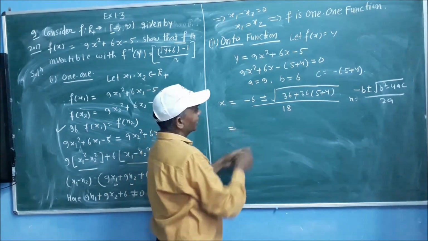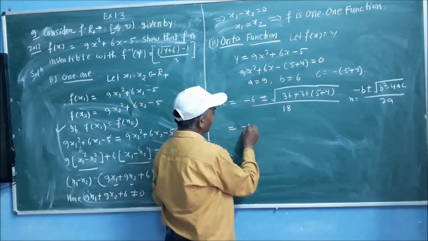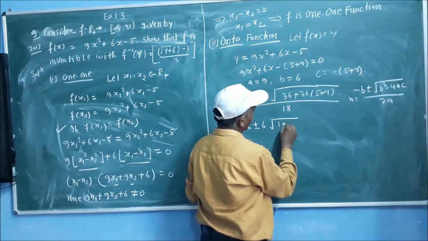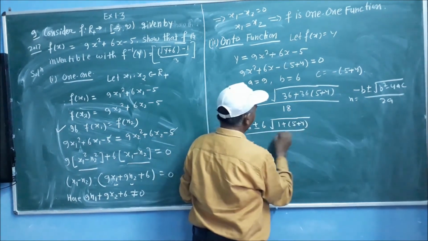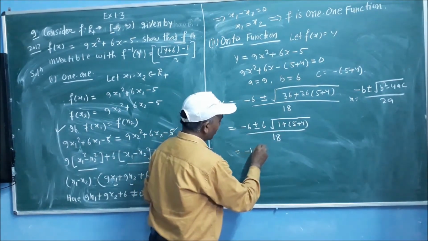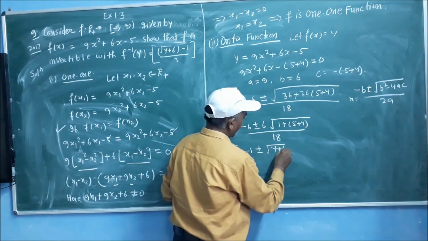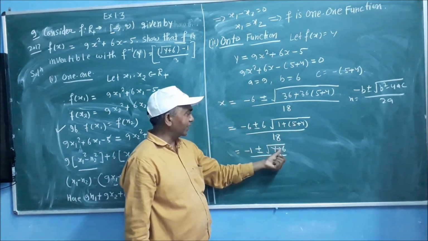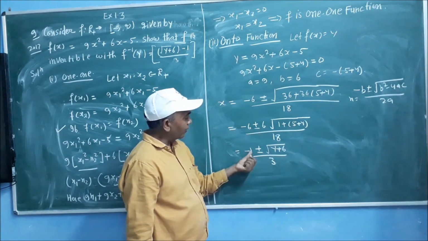So this can be written as: under root 36 is 6, so you can take 6 as common. Minus 6 plus minus 6 into under root 1 plus 5 plus y, upon 18, and divide 6 into 18. So this will be equal to minus 1 plus minus under root (y plus 6) upon 3. Here 5 plus 1 is 6, so y plus 6, and 6 taken common cancels with 18, leaving 3.